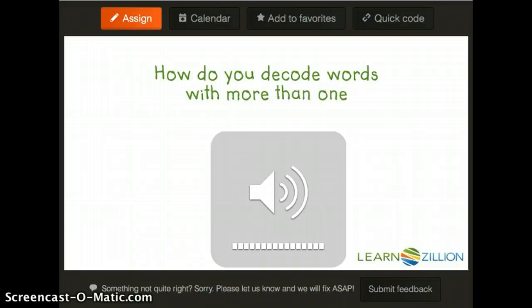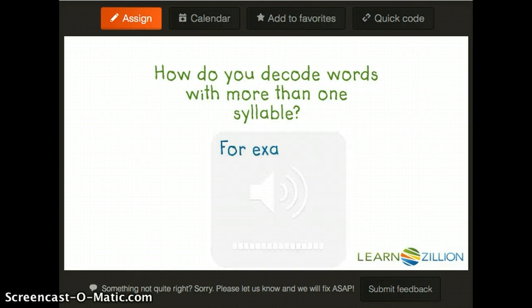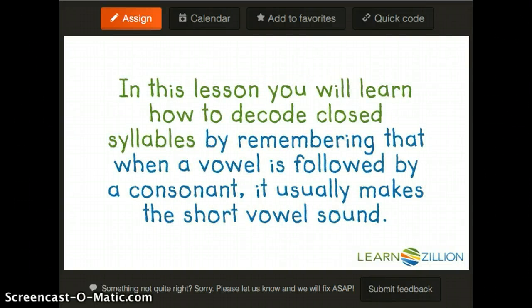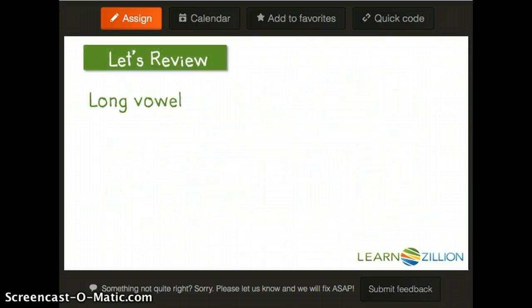How do you decode words with more than one syllable? For example, look at these words. In this lesson, you'll learn how to decode closed syllables by remembering that when a vowel is followed by a consonant, it usually makes the short vowel sound. Now let's review a few things.